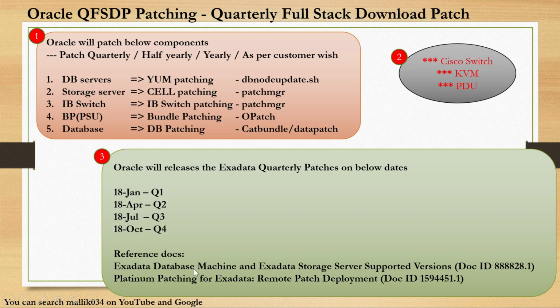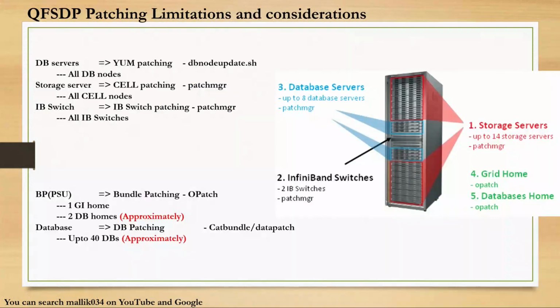So these are the two MOS documents. 888828.1 is the MOS document for Exadata. It contains everything about all Exadata patches, all Exadata new releases, patch history, and the tools. Everything will be covered in this particular MOS document. And this is the remote deployment guidance. If you refer to 159445.1, this MOS document talks about how remote patching works with Oracle. So please go through this document and refer to it. It will be a very good document for understanding Exadata patching.